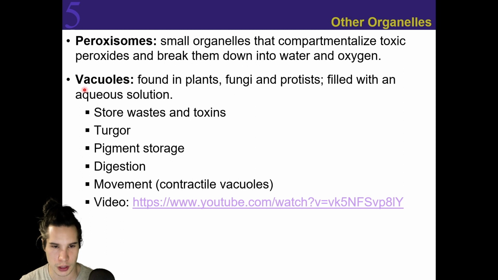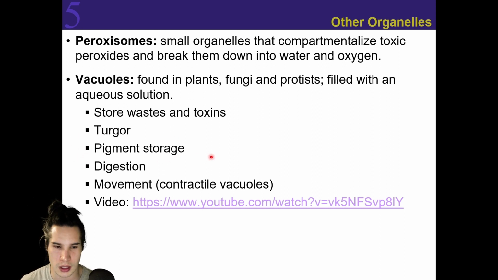And then we have vacuoles. So you're going to find these things in plants, you can find them in fungi, you can find them in protists, and they're typically filled with an aqueous solution. Now they can have multiple roles. So your vacuoles can store wastes and toxins. They're going to be responsible for the turgor pressure within plant cells, for example. So if you have a nice taut or crispy lettuce, it's going to have a lot of turgor pressure within the central vacuoles of those cells.